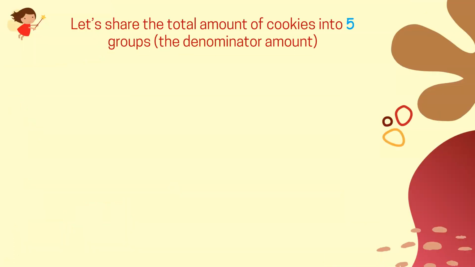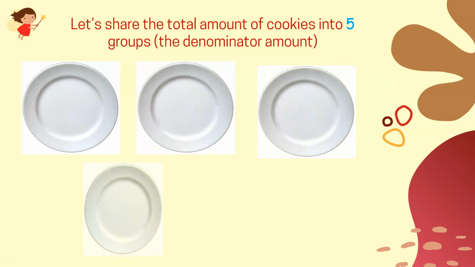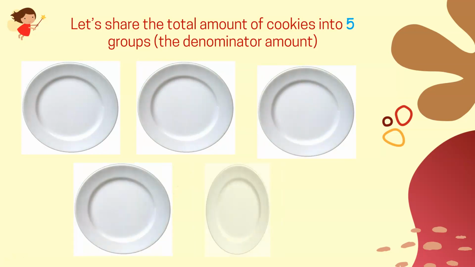Okay, how are we going to work this out? Well, the first thing we're going to do is share the total amount of cookies into 5 groups. That's the denominator amount. 1, 2, 3, 4, 5.